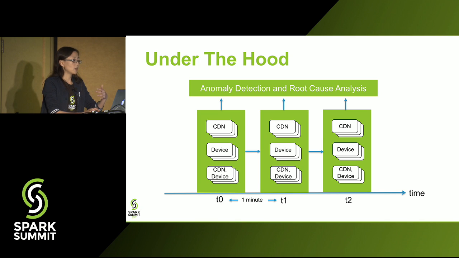The system will group all the sessions and then compute the QoE metric for each group. Then it will also need to combine the metrics computed at this current minute with the metrics computed in the previous minutes so that it can construct a time series. This time series per metric will be fed into our anomaly detection and root cause analysis algorithm to generate alerts and figure out the root cause of the alerts. All this computation is done on a Spark cluster every minute.